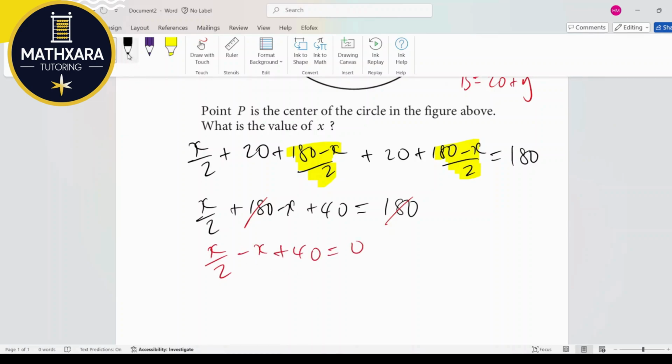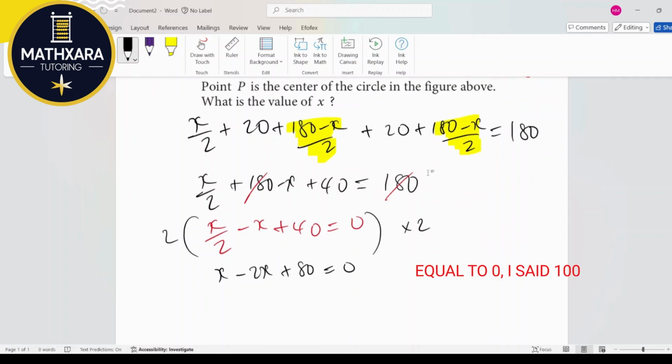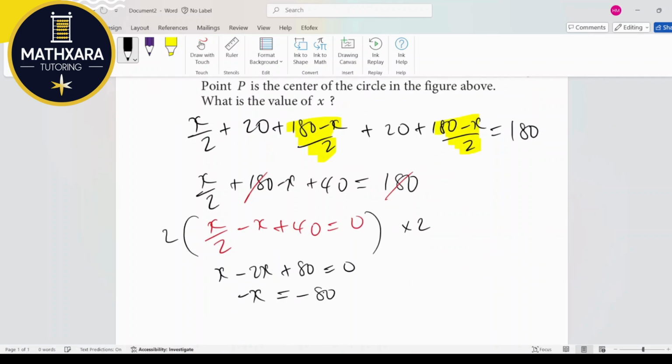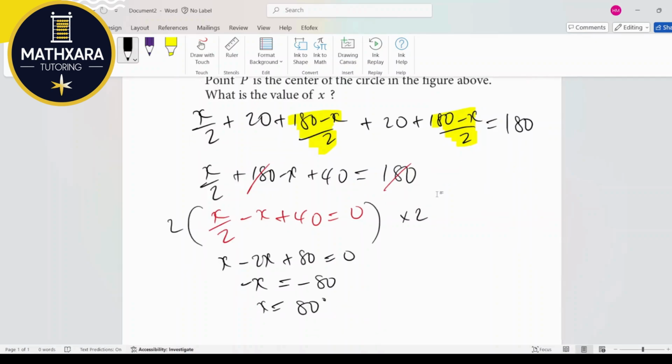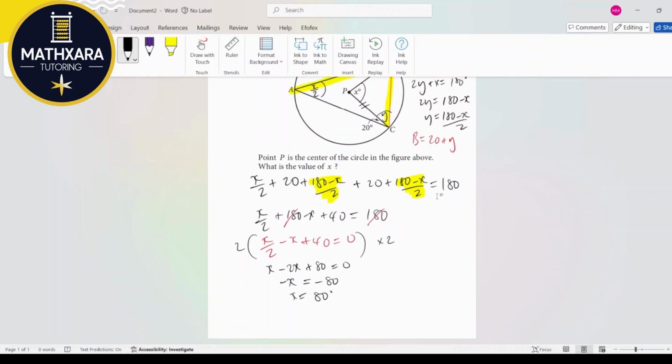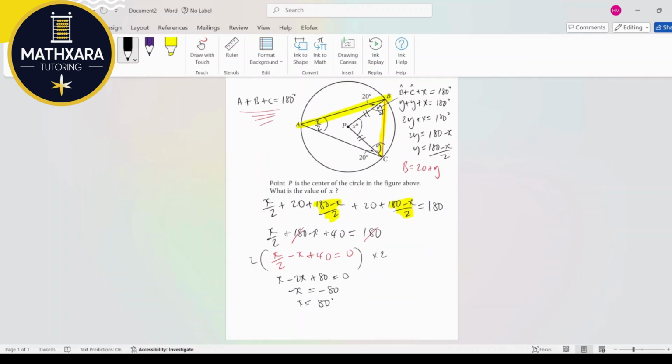Now, to get rid of this fraction, we could multiply the entire equation by 2. So that would be x minus 2x, 40 times 2, that's 80, and that's equal to 0. We're solving this for x, so negative x equals negative 80, and x would be 80 degrees. Let's take a look at the entire question. So if x is 80 degrees, A would be 40 degrees, and we could see that this is actually correct.